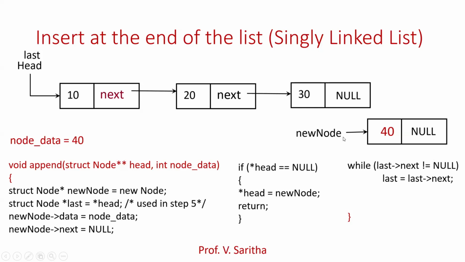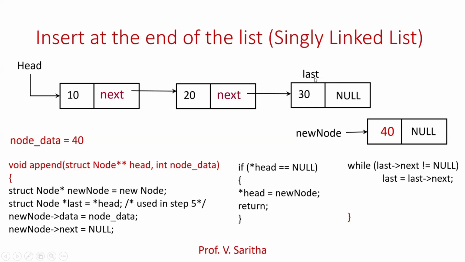So what do we do? Last equal to last next, which means this next pointer will be assigned to last. So now the second node will become the last node. Again, last next will be checked. This is not null, so what do we do again? Last equal to last next.